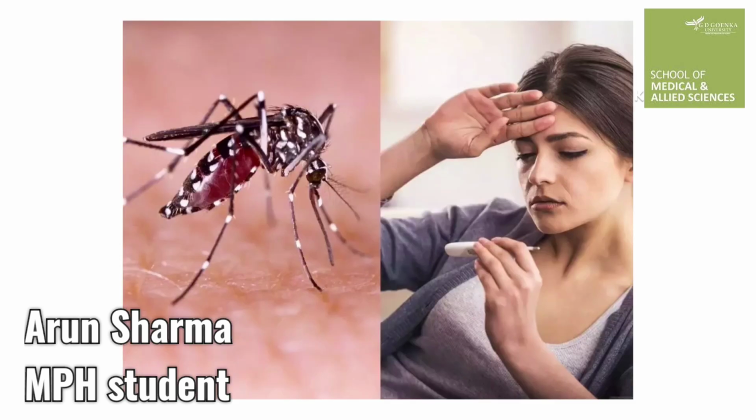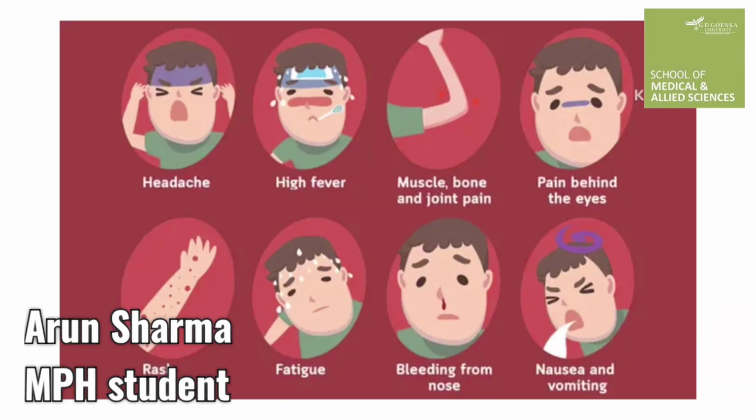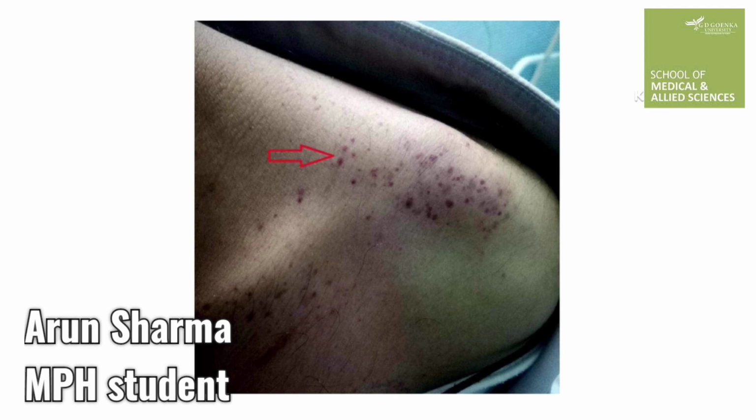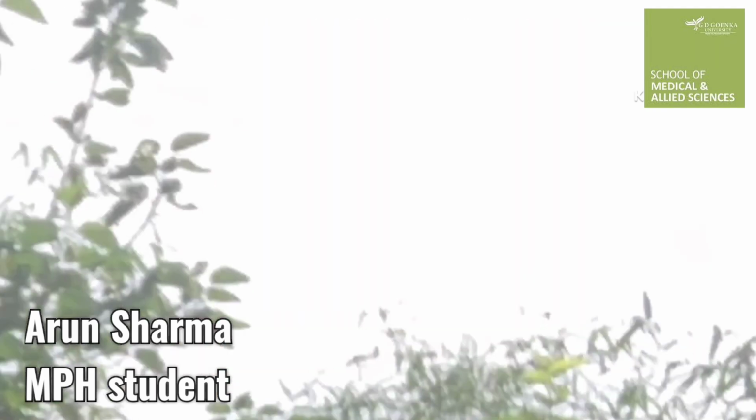So, dengue fever presents a wide range of symptoms, including high fever, severe headaches, joint and muscle pain, rash, and fatigue. In some cases, it can lead to more severe complications such as dengue hemorrhagic fever and dengue shock syndrome, which can be life threatening.